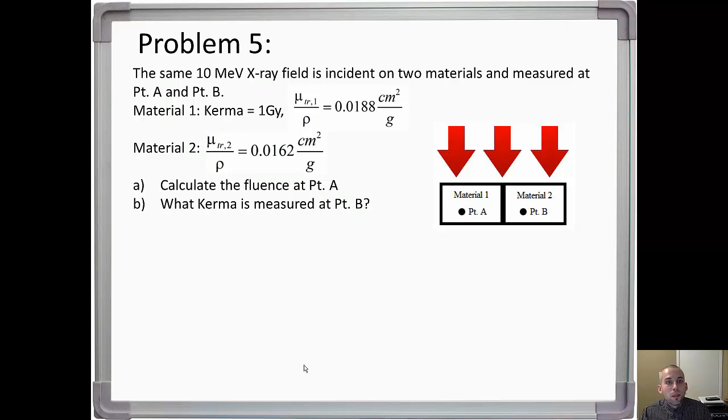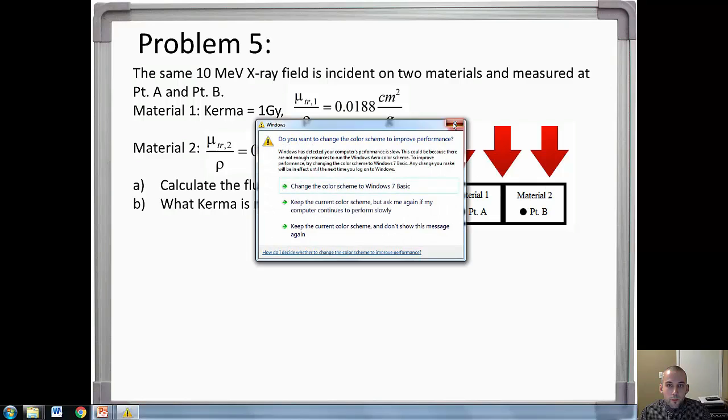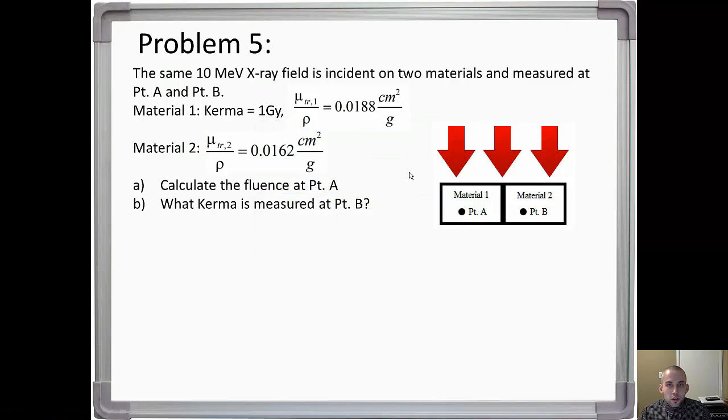Okay, so problem 5. Let's say the same 10 MeV X-ray field is incident on 2 materials and measured at point A and point B. If material 1, if the kerma was measured as 1 gray, and the mu-TR over rho of material 1 is 0.0188 centimeters squared per gram, and they give us material 2 mu-TR over rho, which is 0.0162 centimeters squared per gram. So for part A, calculate the fluence at point A.